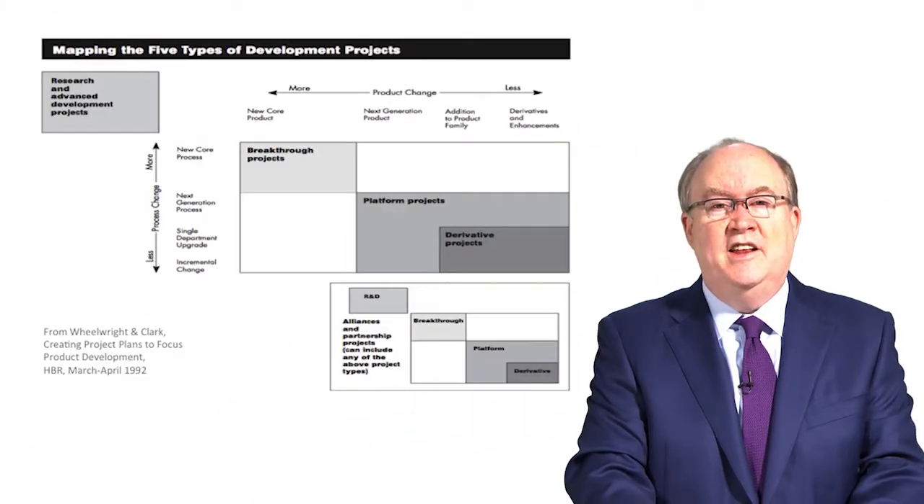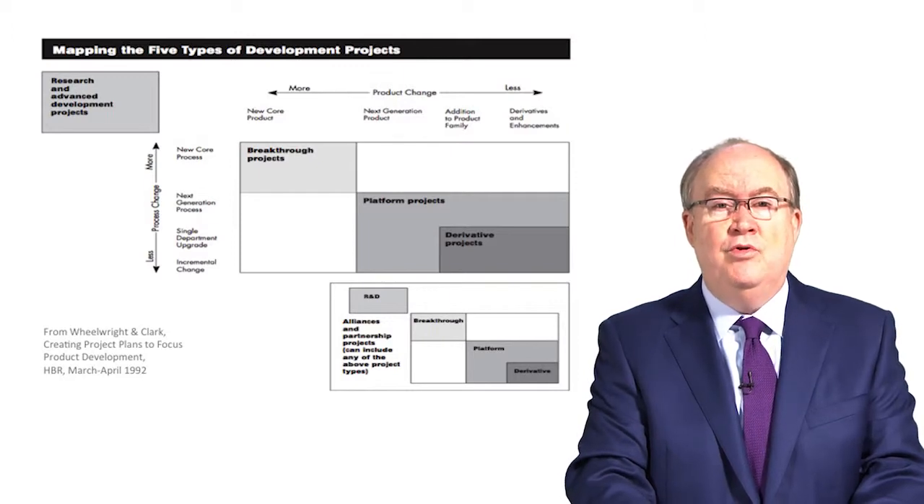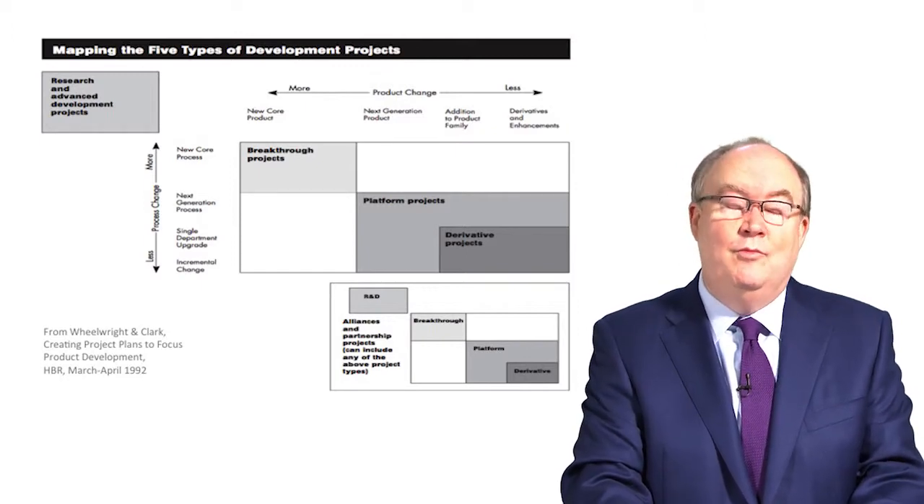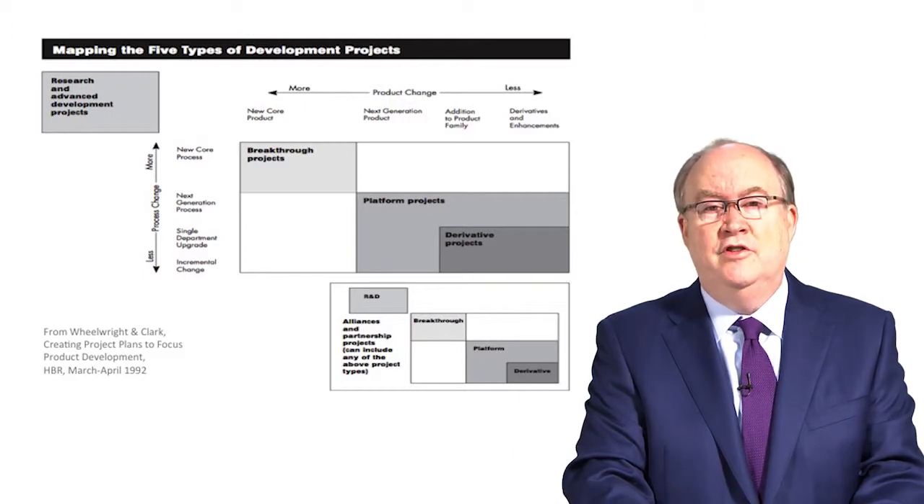Wheelwright and Clark stated that they started with the observation that many companies have far more projects going on than they can realistically complete. Literally, if you try to juggle too many balls, some of them will hit the floor. And the overall performance of the portfolio may be hurt.